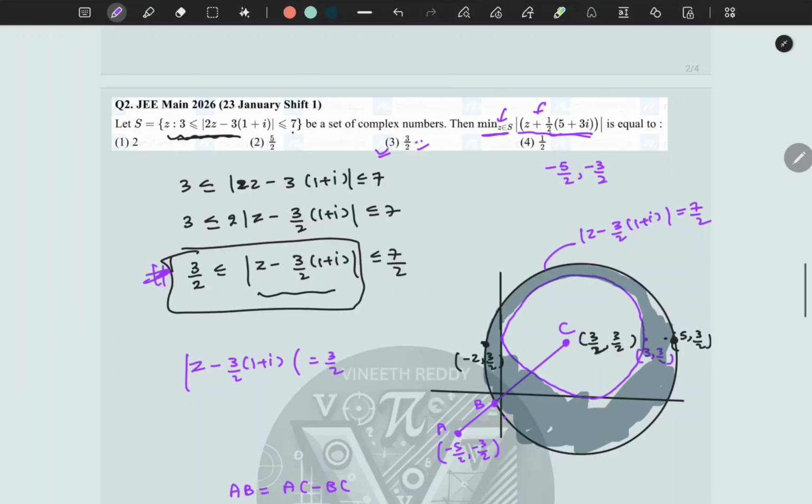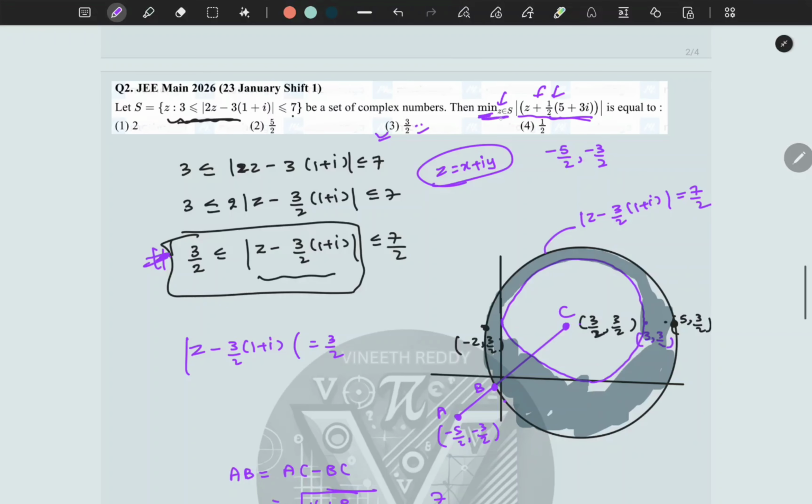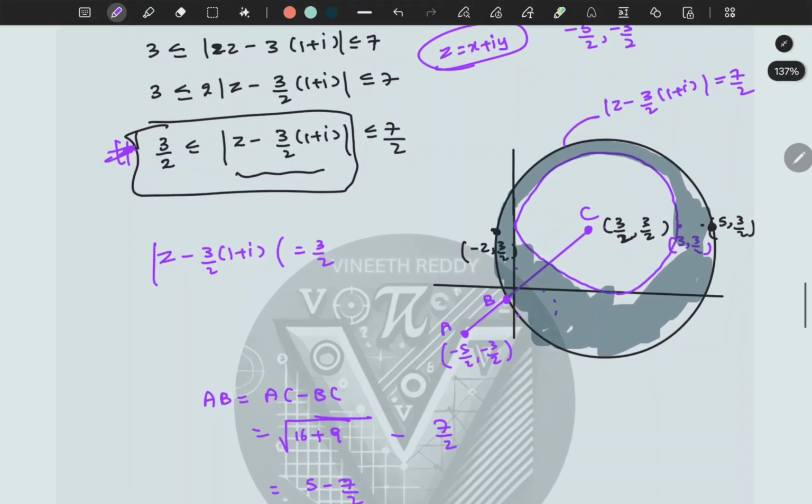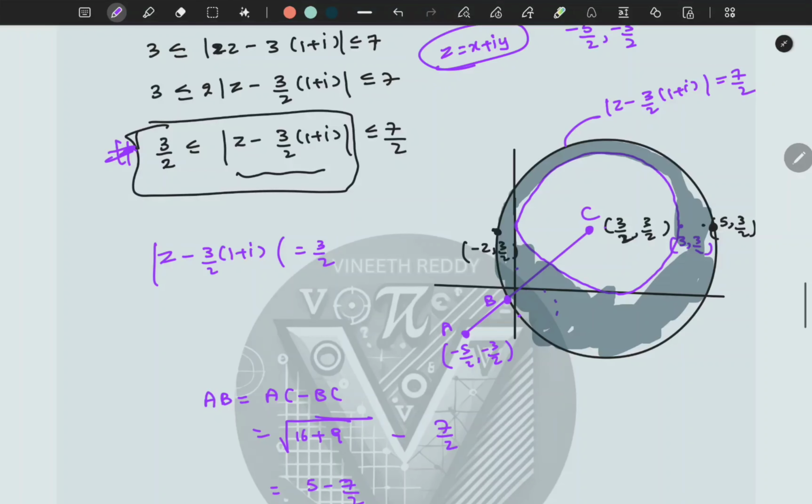If you are finding this difficult, then you can definitely try taking z equals x plus iota y. That will definitely be very lengthy, but you will still get the answer. Let me once again recall this logic. He's asking us to find the minimum value of this modulus, and that will definitely be obtained this way. If you take any other point B, the distance of B from A will definitely be more than this AB, right? This 3 by 2, right? And how do we get this 3 by 2? Point P will be the point of intersection of the line joining A with C and the circle, right?